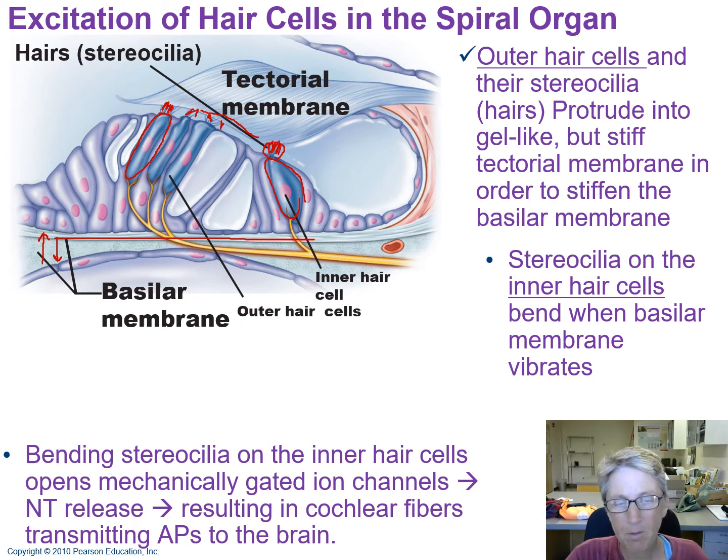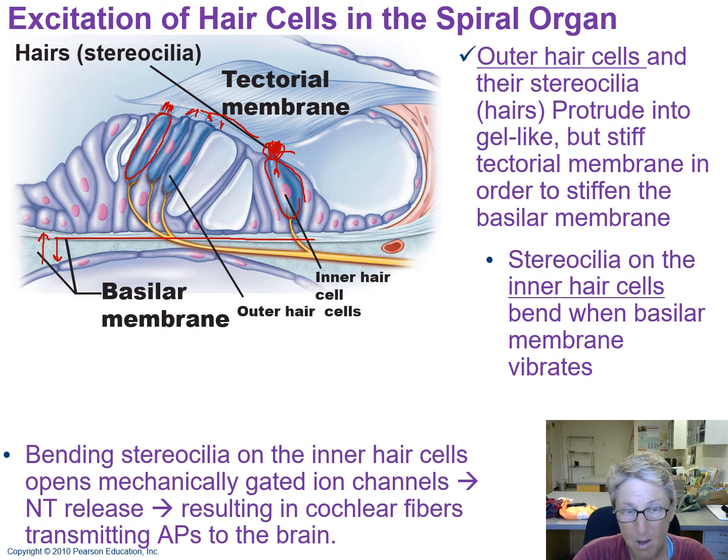they have ion channels in them. And they're mechanically gated ion channels. So when those mechanically gated ion channels open, because the stereocilia are bending, then you'll get a graded potential here in the inner hair cell.